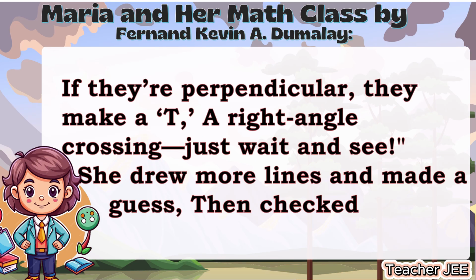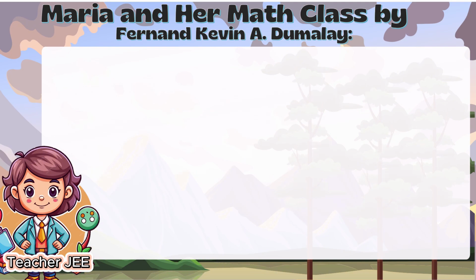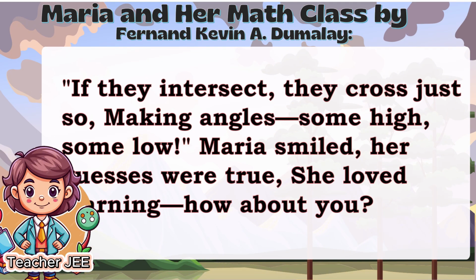If they're perpendicular, they make a T. A right angle crossing, just wait and see. She drew more lines and made a guess, then checked. If they intersect, they cross just so, making angles some high, some low. Maria smiled. Her guesses were true. She loved learning. How about you?